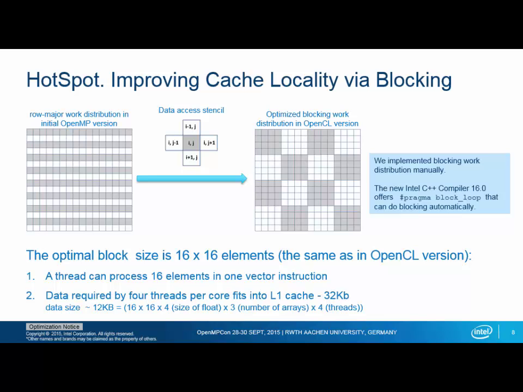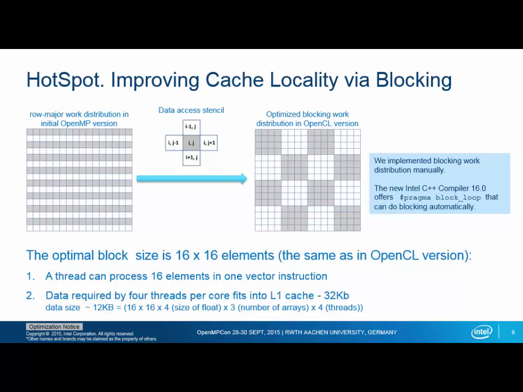So we just implemented our own loop across the blocks, and inside this loop, we calculate the boundaries of each block and process each block separately. After that, we found that the latest Intel C++ compiler, 16.0, I think right now it's in the beta stage, provides the capability to do blocking automatically by using some special pragma.